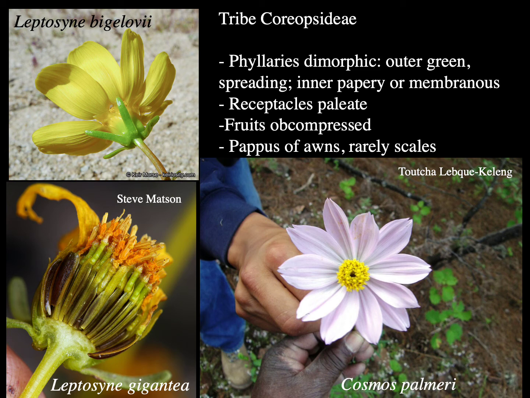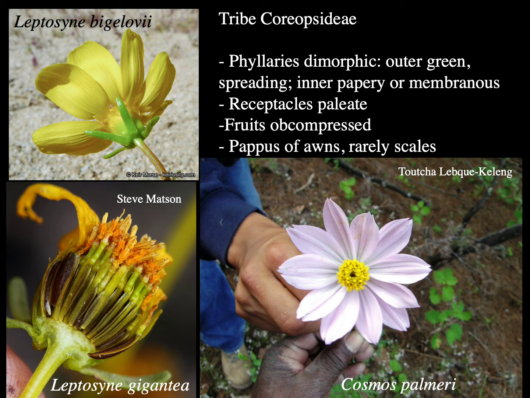The Coreopsids are pretty well diagnosable morphologically. They have dimorphic phyllaries usually, with outer phyllaries being green and spreading, as we can see in the Leptosyne bigelovii and Leptosyne gigantea here, and the inner phyllaries often being chartaceous or papery or membranous, scarious, and often erect and held tightly against the rest of the head. Of course, the receptacles are paleate, as they are in the Heliantheae, and some recent analyses, as well as some of the earlier analyses, show Coreopsideae sister to Heliantheae in the strict sense.